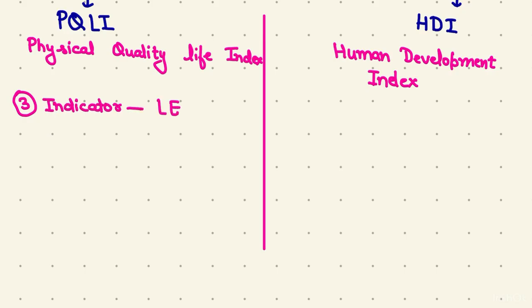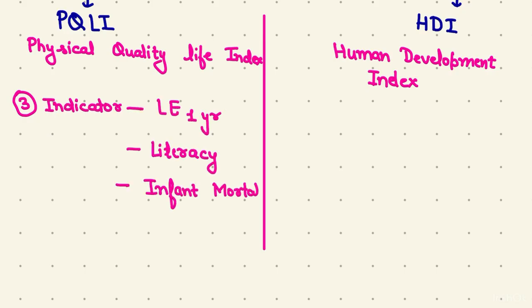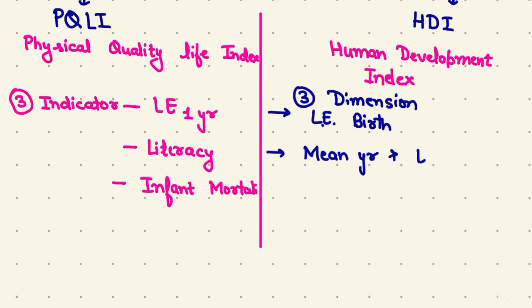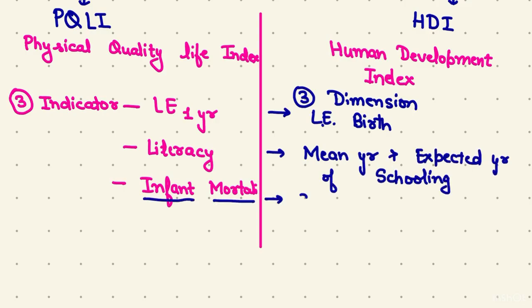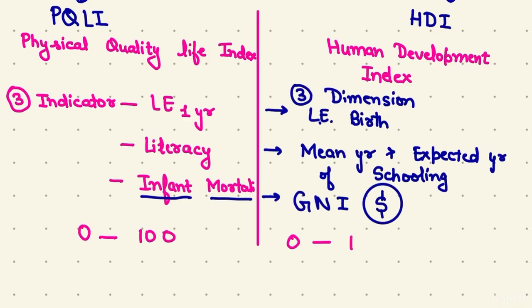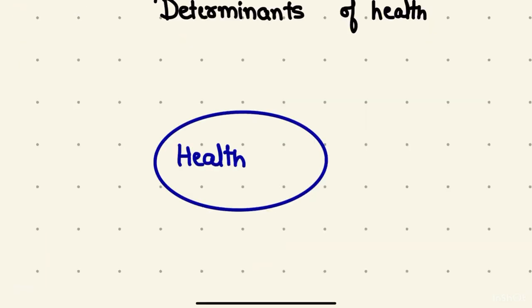Physical Quality of Life Index has 3 indicators: life expectancy at 1 year, literacy rate and infant mortality rate. HDI has 3 dimensions. First is life expectancy at birth, mean years and expected years of schooling, and the third one is gross national income. PQLI ranges from 0 to 100, HDI ranges from 0 to 1.